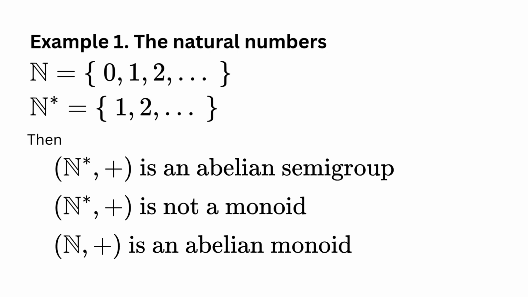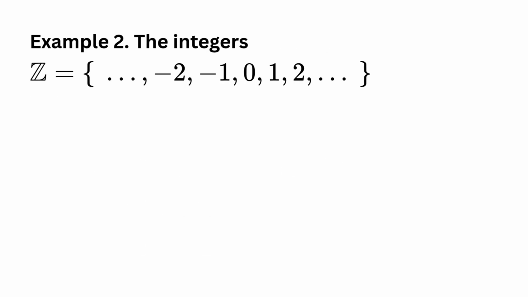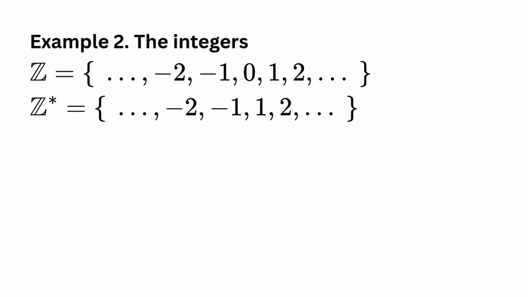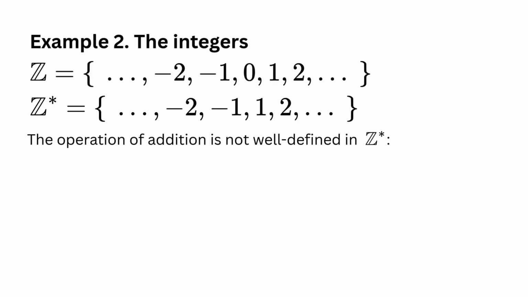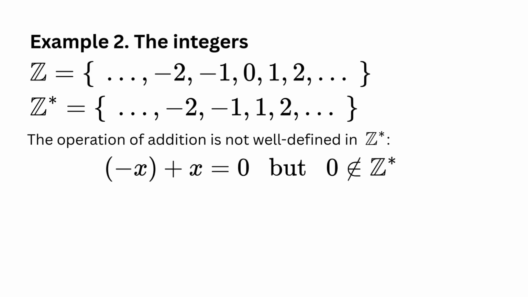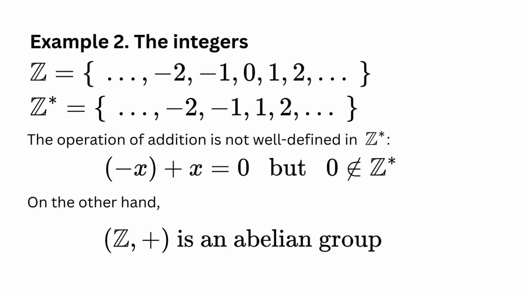On the other hand, N equipped with the operation of addition is an abelian monoid, but the elements do not have opposites. Example 2. Let Z be the set of integers, and Z asterisk the set of non-zero integers. The operation of addition is not well defined in Z asterisk, since there are pairs of integers that add to a number that does not exist in Z. On the other hand, Z equipped with the operation of addition is an abelian group.